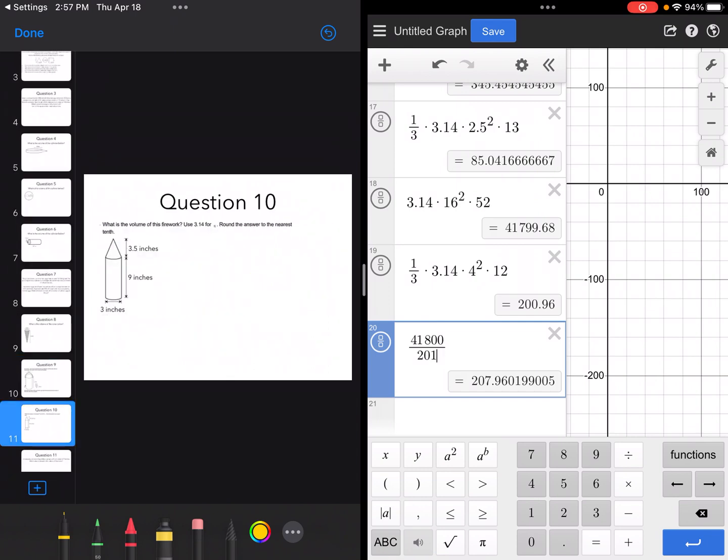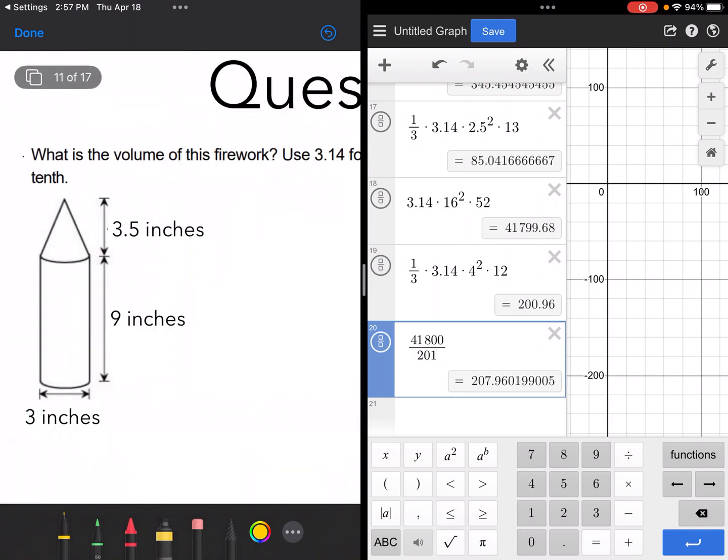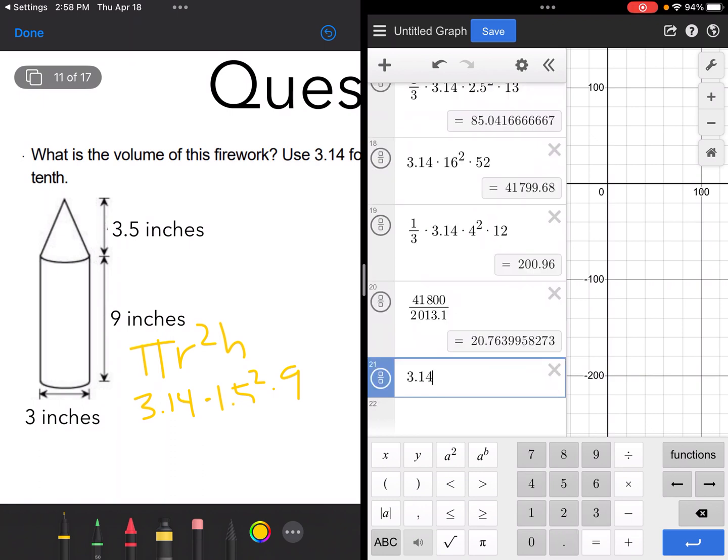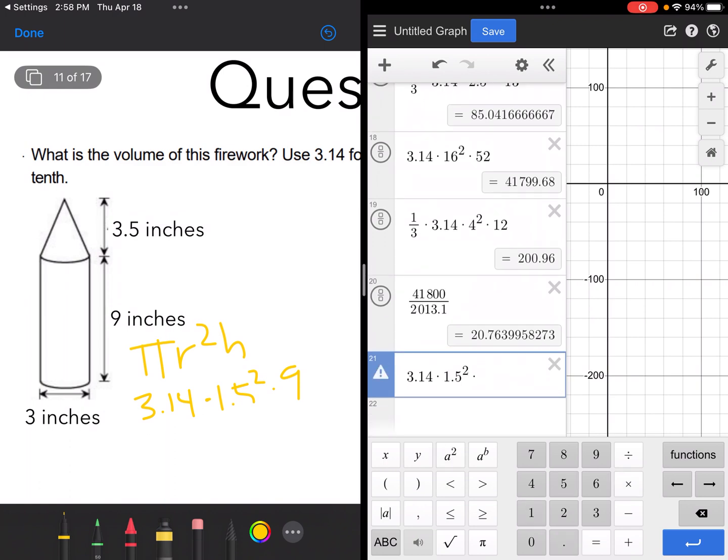All right, next one, it says, what is the volume of the firework? So we're trying to find the volume of a cylinder and a cone put together. So let's start with the cylinder. So 3.14, the radius is going to be 1.5, and the height is 9. And I get 63.585. That's going to be inches cubed.